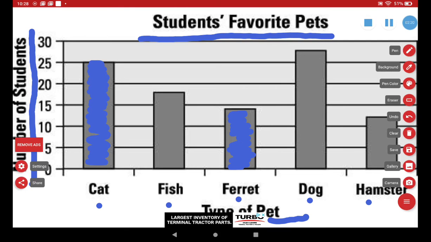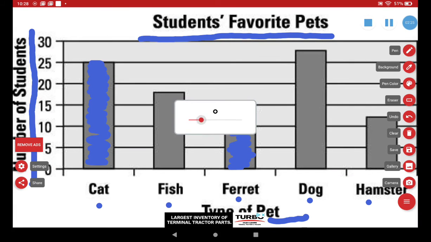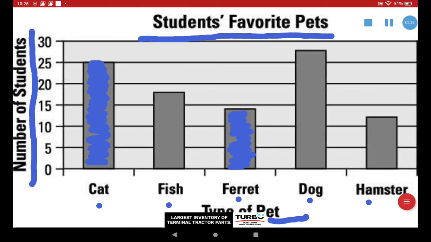Now I'm going to change my color, and we're going to start numbering all of these individually. I already said cat was 25. Ferret, we agreed, is 14. Let's go to fish. Fish is right in between 15 and 20, a little bit farther below 20. What number is right in between 15 and 20? Well, I have 16, 17, 18, 19, 20. 17 and 18 are right in between, so let's say 18.